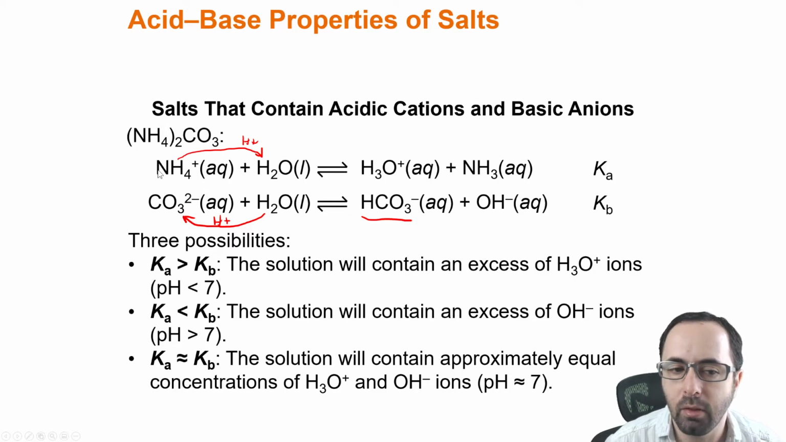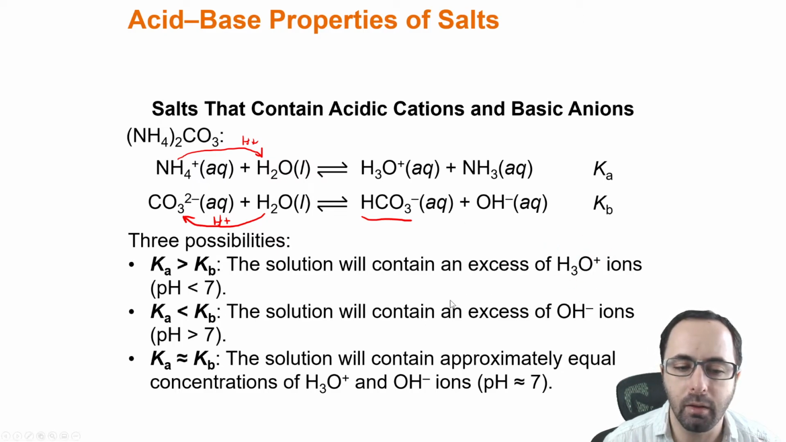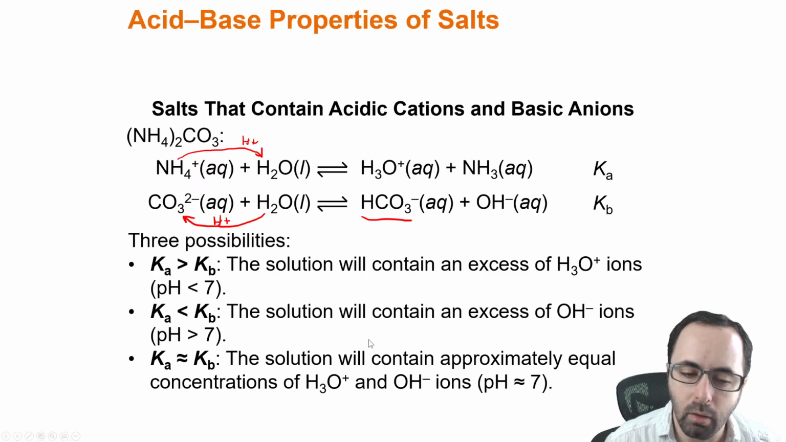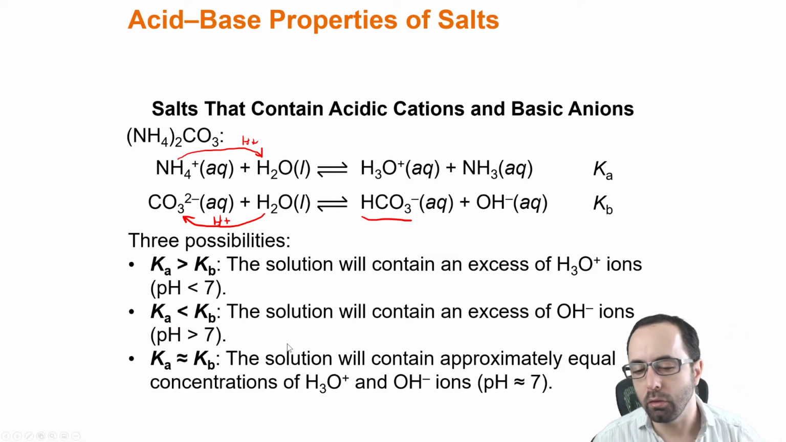If the Ka for the ammonium ion is greater than the Kb for the carbonate ion, then the solution will have more hydronium ions than hydroxides, so it will be acidic. The pH will be less than 7. If the Ka of ammonium ion is smaller than the Kb for carbonate ion, then the solution will have more hydroxide ions than hydronium ions. The pH will be greater than 7, and it will be basic. If the Ka and the Kb are close to one another, the solution will be about neutral.